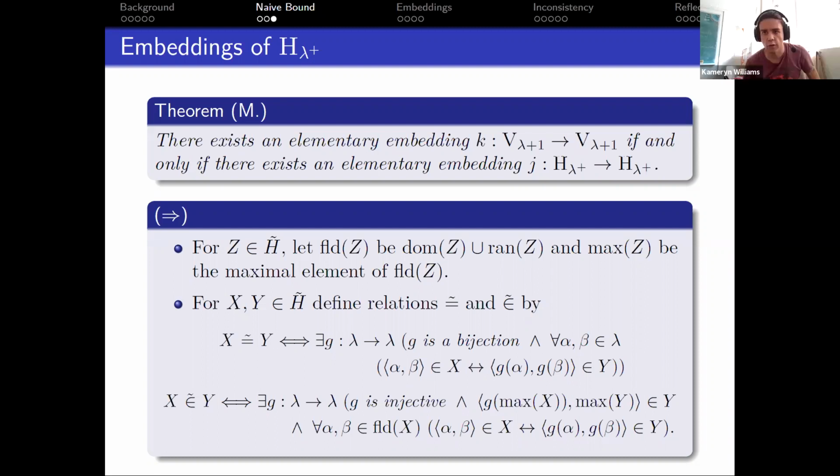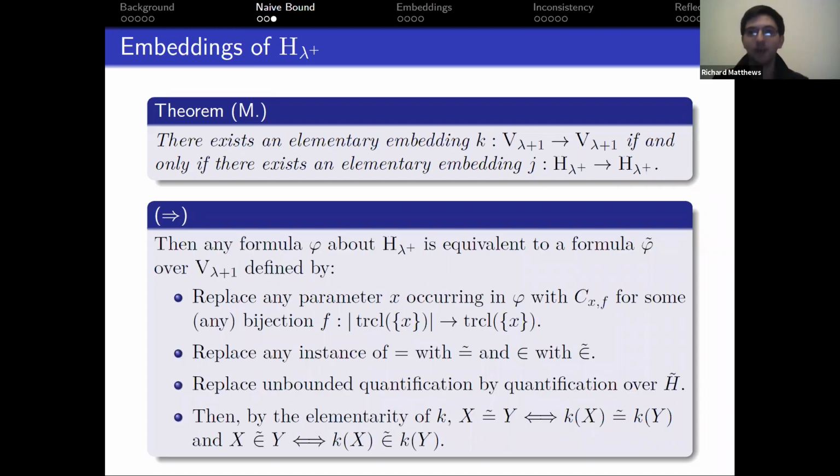Can I ask a quick question? Yep. Is this just the usual way of coding sets by the graph of their membership relation? Yes, it's exactly that. Thank you. So it's exactly the standard way, where you encode it by its graph. Everything works nicely.